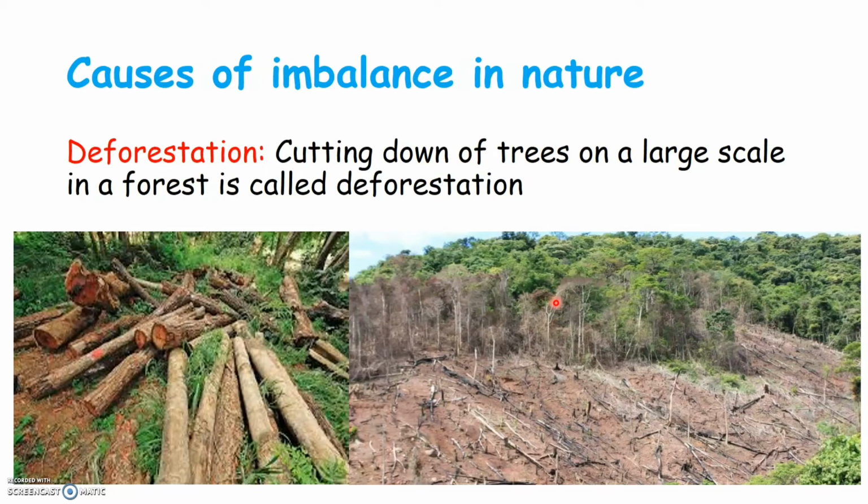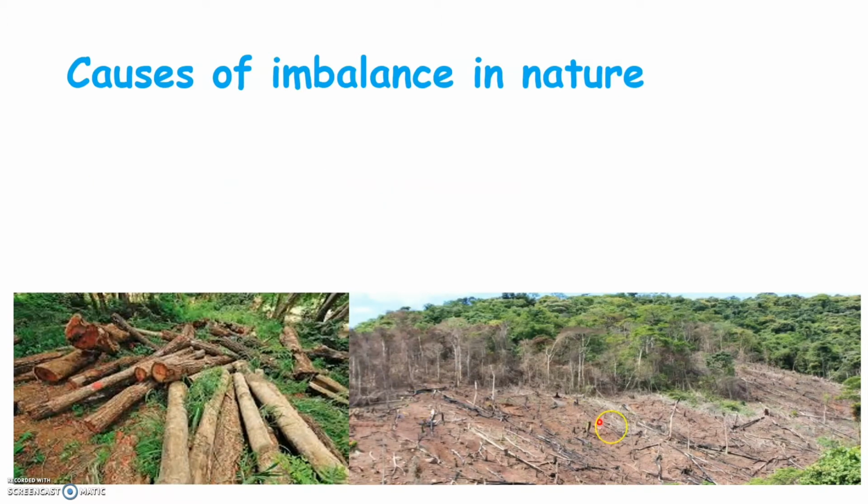Now, what do you think would happen if these trees are cut down on a large scale? We know that there are many animals that depend on these trees or plants for their survival. Yes, many animals depend on them for their food and also for shelter. So when these trees are cut down on a large scale, where do these animals go for shelter and food? These animals will lack food and finally they will die. So deforestation will lead to animals' death.